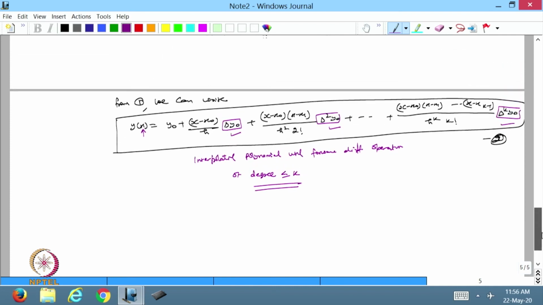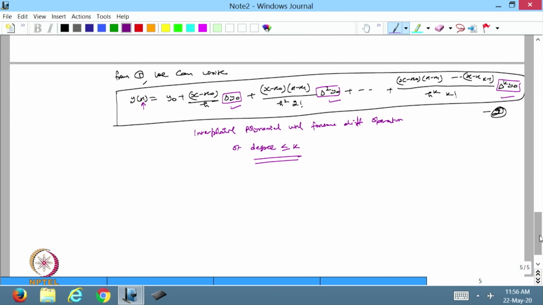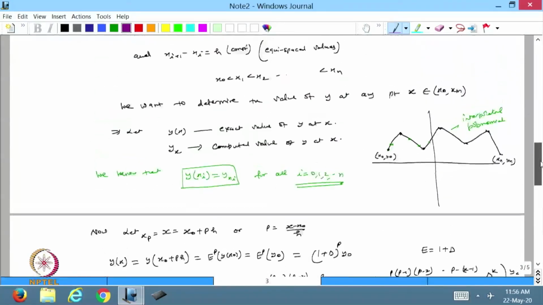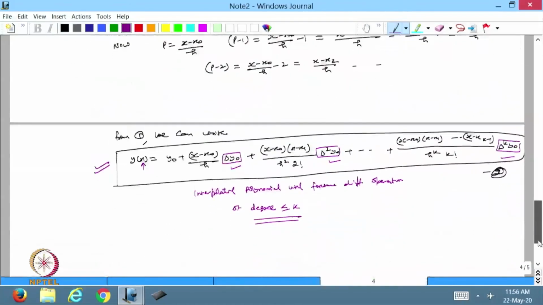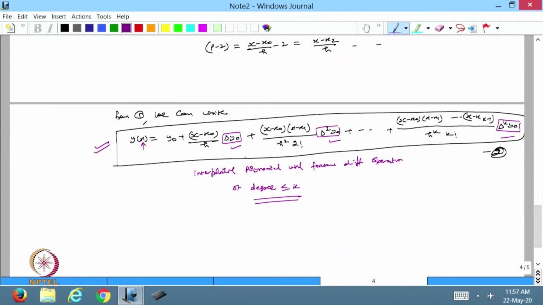Now, the question is when I can apply this Newton forward difference formula. So, when can I apply it? I can apply it whenever I have data given, x naught, x 1, x 2 up to x n.